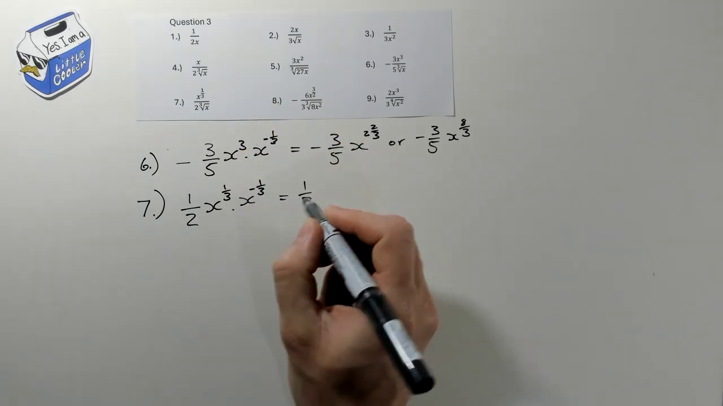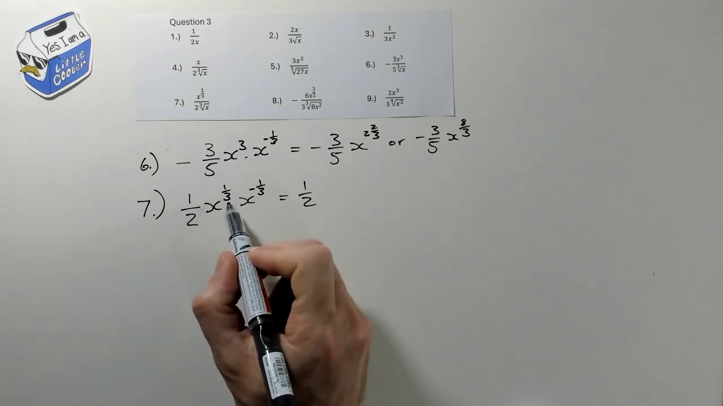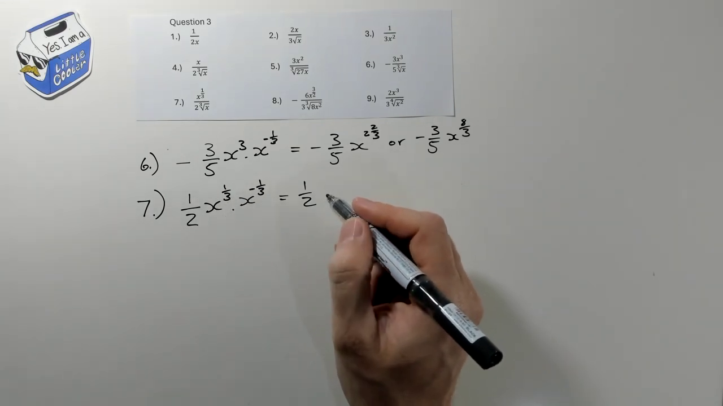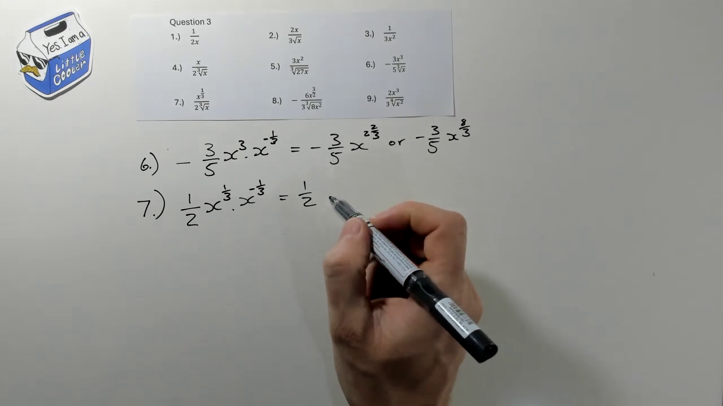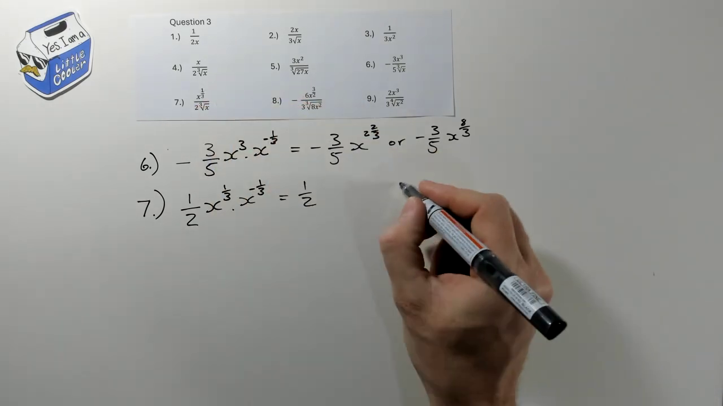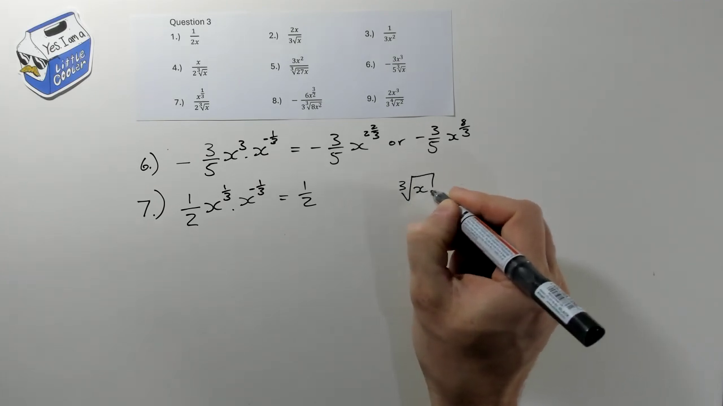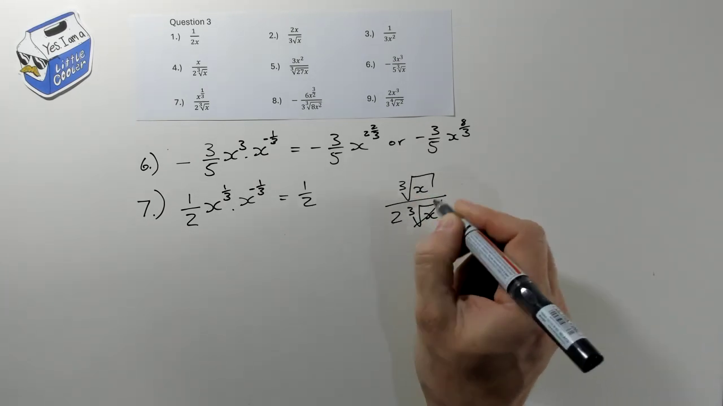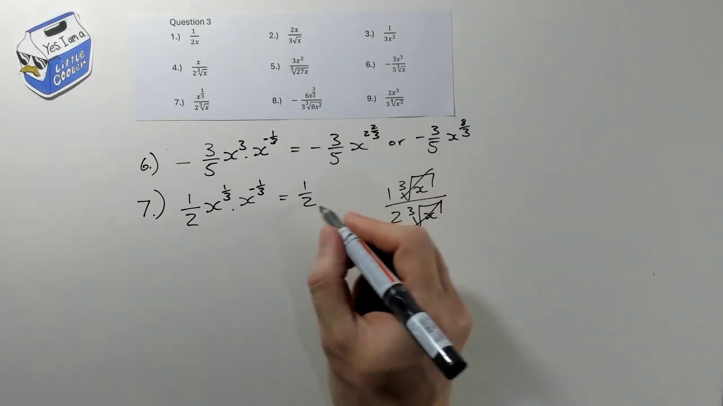And here I have a half, and basically I'm just adding these two, and they are cancelling each other out, or reducing to 1 is the more formal way. And you could see that because x to the power of a third could have been written like the cube root of x, and I could have written it like this, and these two would have just cancelled out, and I would have been left with a half.